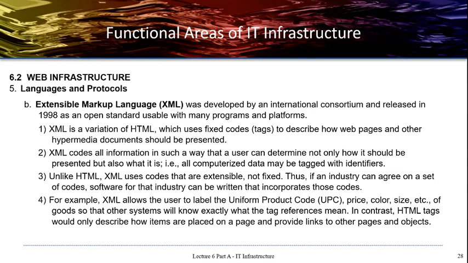Unlike HTML, XML uses codes that are extensible, not fixed. Thus, if an industry can agree on a set of codes, software for that industry can be written that incorporates these codes. For example, XML allows the user to label the uniform product code, price, color, size, etc. for goods, so that the other system will know exactly what the tag reference means. In contrast, HTML tags would only describe how items are placed on a page and provide the link to other pages and objects. So that's the good thing about this XML language.